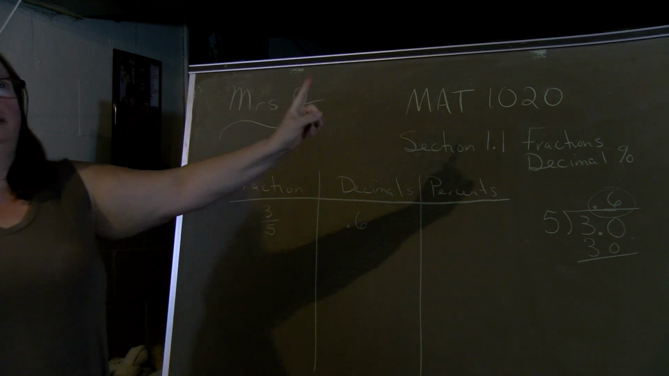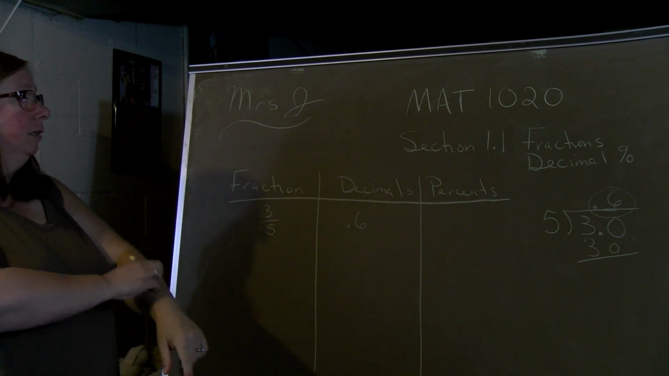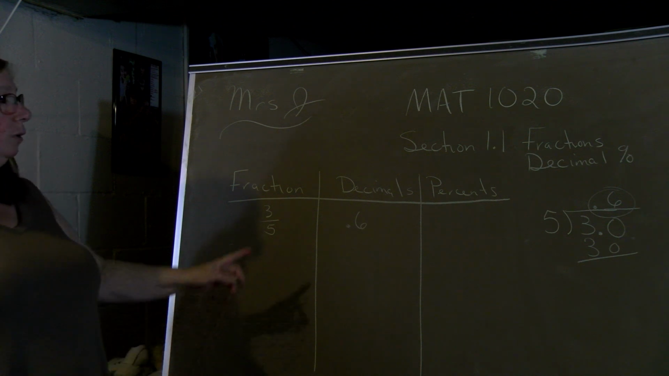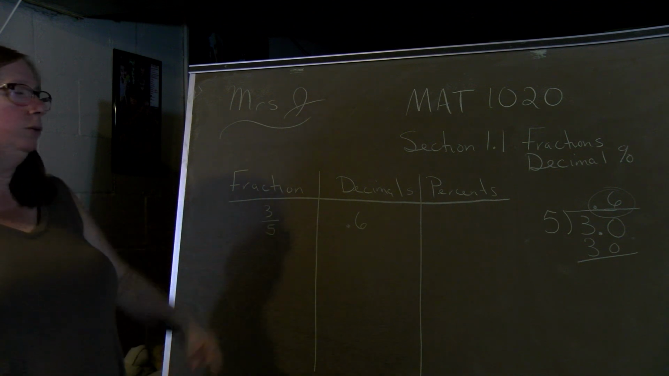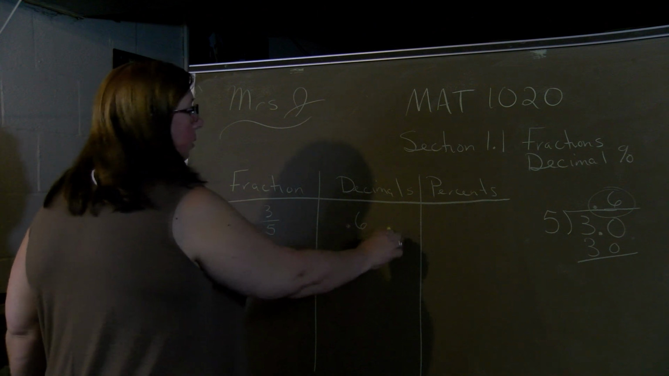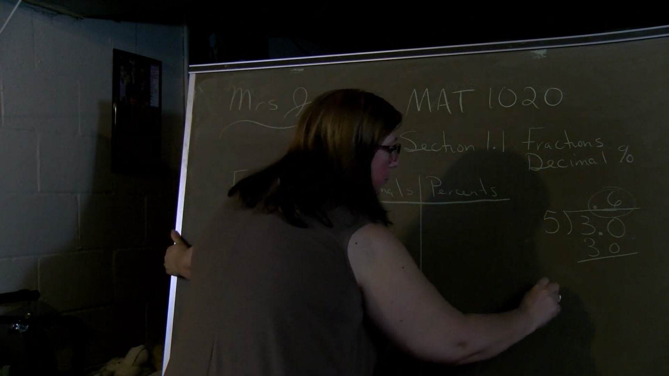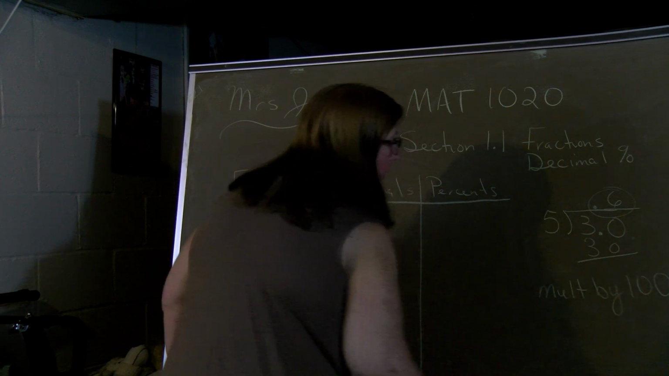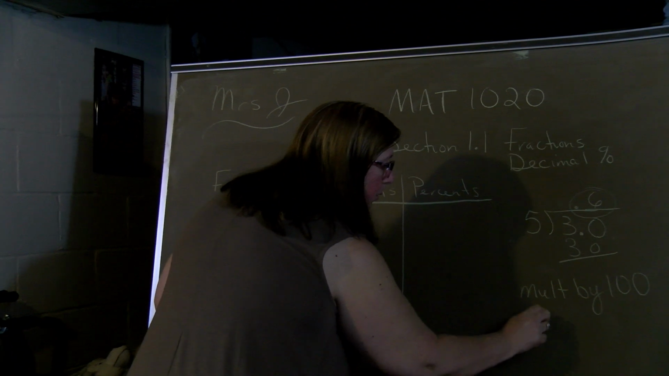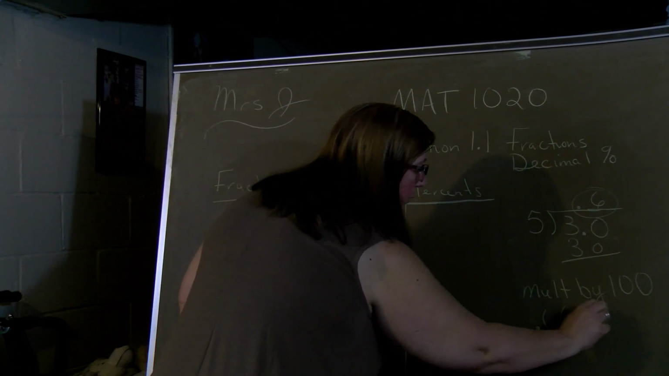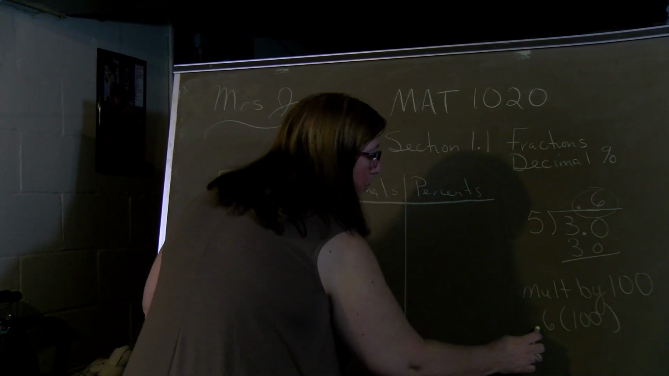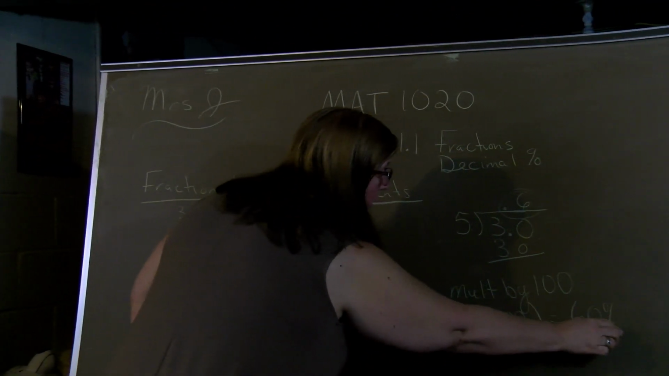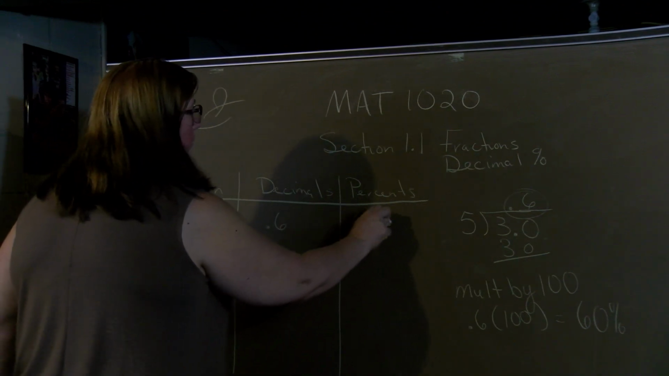Now, to go from a decimal to a percent, or a fraction to a percent, you need to multiply by 100. Or if you have a decimal, you just move it to the right 2. But we're multiplying by 100. So we take 0.6 times 100. That's 2 zeros, that moves it over 2 to 60%.